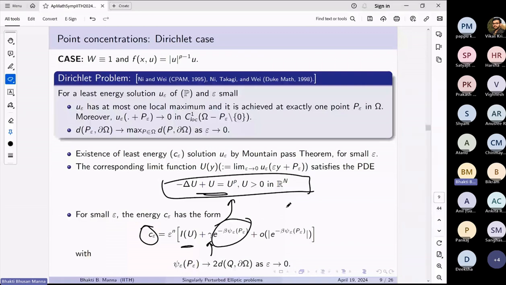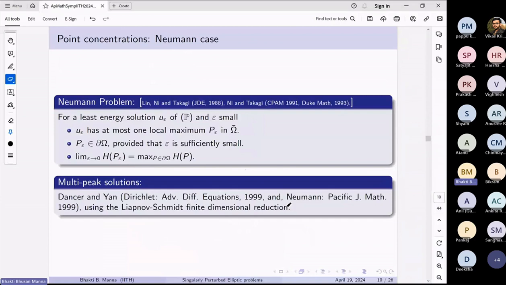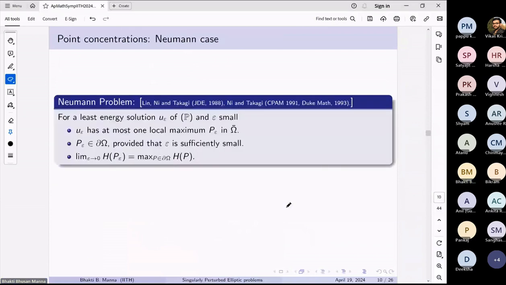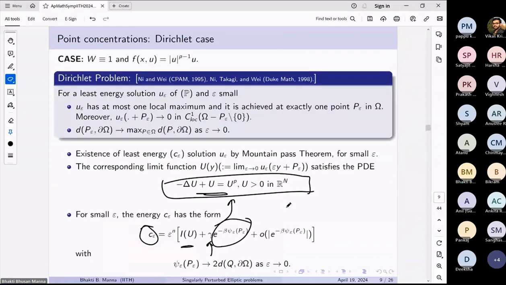If we see this one here, you see this one, psi epsilon P epsilon is going to twice the distance of this one. And because we are talking about the least energy solution, the energy will be least once this quantity is the biggest, right? And that tells us that this quantity has to be biggest. That is the distance of the point where P epsilon converges. That has to be at the greatest distance from the boundary. So this is their idea.